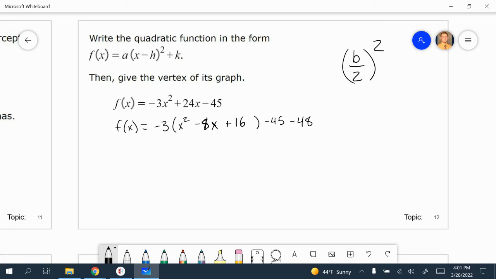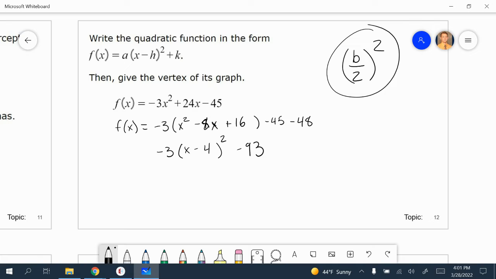Okay, so let's see what we have now. That negative 3, I'm just going to leave there. I'm going to factor this expression. I chose this on purpose because now when I factor, I'm going to get the same thing twice. I'll get negative 4 and negative 4. x minus 4 and x minus 4. So that means I have x minus 4 squared. And then negative 45 and negative 48, if I add those together, I'd get negative 93.